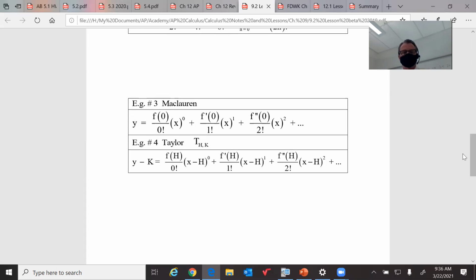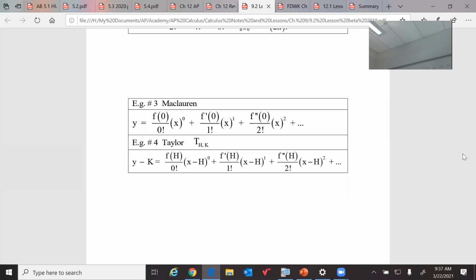So, example 3. What are we doing? Here's the Maclaurin series. And again, we just wrote it all out. We're saying f of 0, the function at 0, over 0 factorial times x to the 0 is going to begin to give us the power series that will estimate the function. The derivative at 0 over 1 factorial times x to the first. First derivative, first power. Second derivative, second power.